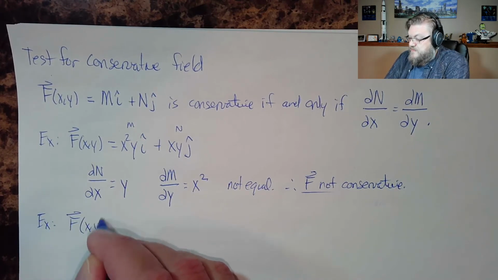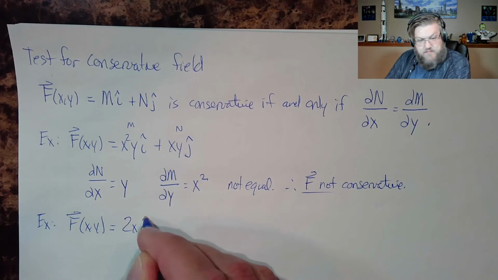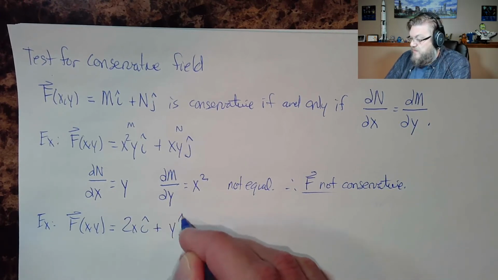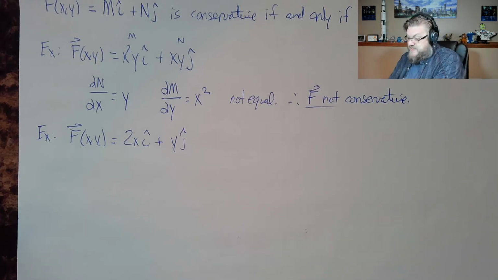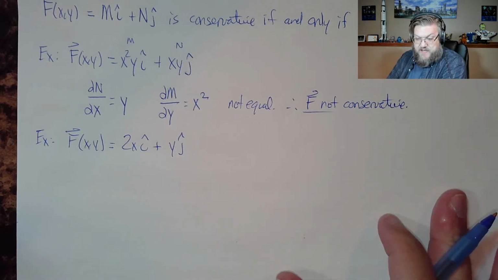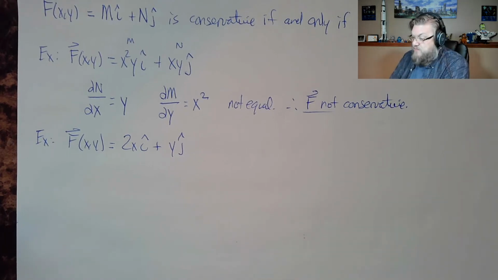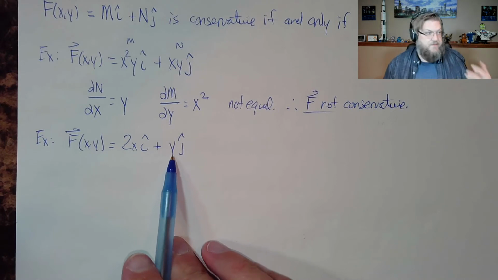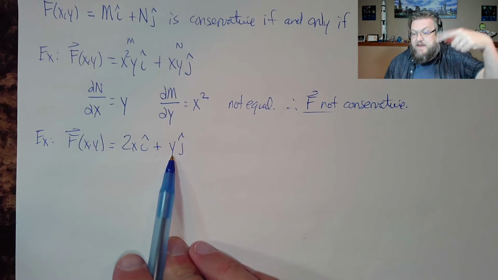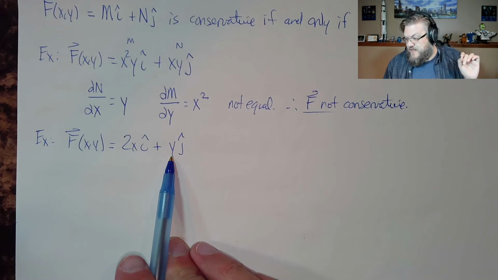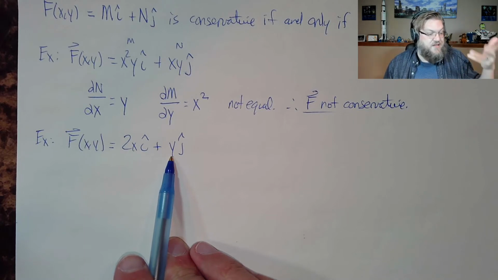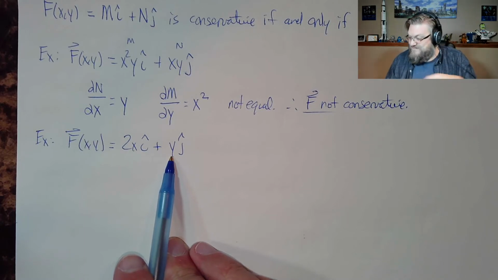Let's check this: 2x i plus y j. I think we proved this was conservative because I magically conjured up the potential function. But now we can do this test to say, hey, guess what? This is more likely what we're going to be able to do. We're going to test it first. It's going to confirm that it's conservative. Then I go out and try to find little f. Do you see that? But it's nice to know that it's conservative first, so then you know there's something to look for, right?